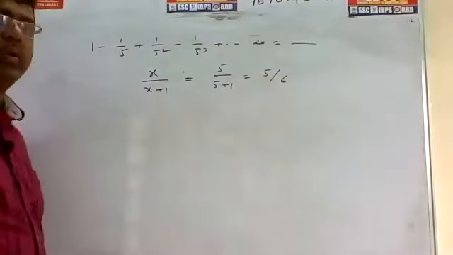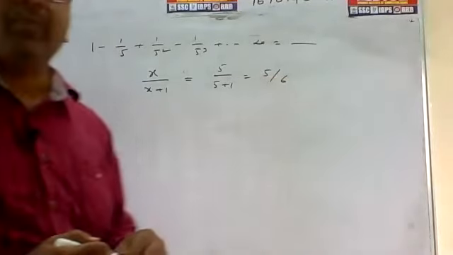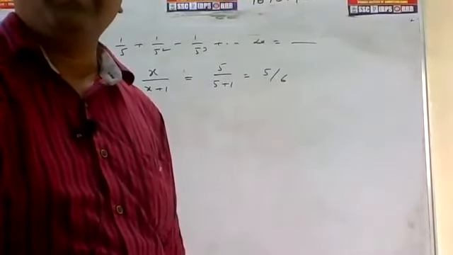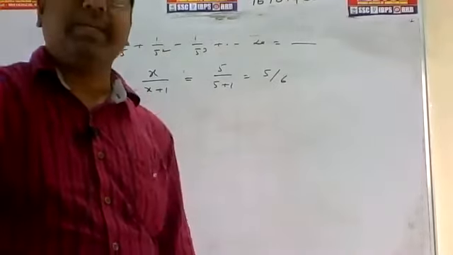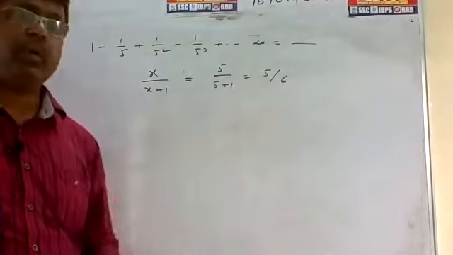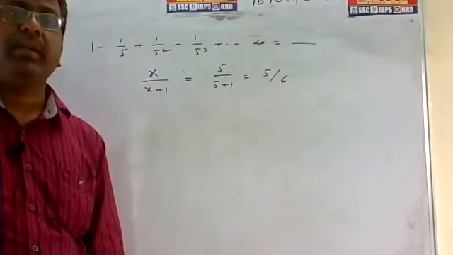So we can use the second formula. The second formula is x by x plus 1. That is equal to 5 by 5 plus 1. So the answer is 5 by 6, which is the right answer. Very good.